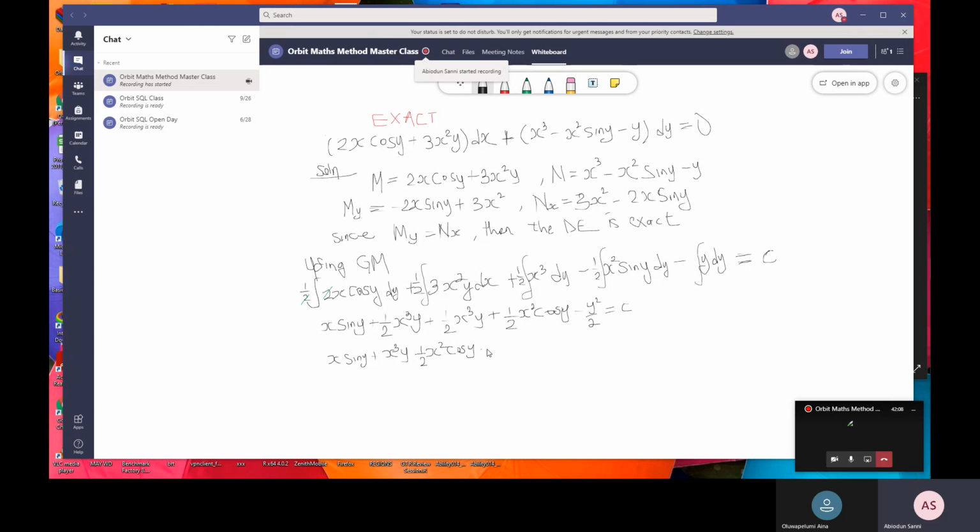Then I have minus y squared over 2, which is equal to c. Okay. So this gives us our final answer. So I want to bracket this so that you can compare with what we have in our second method.